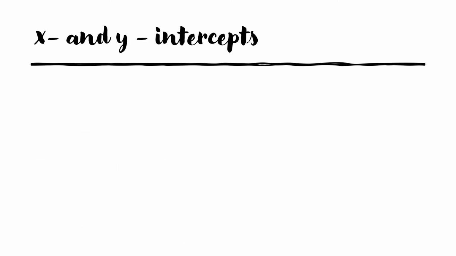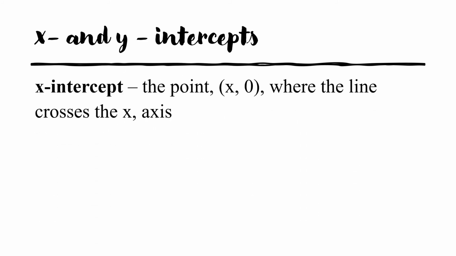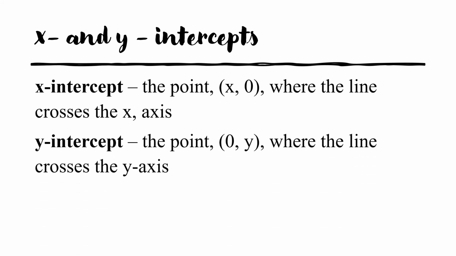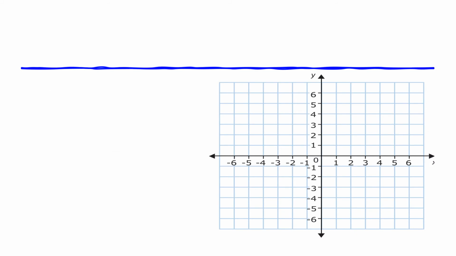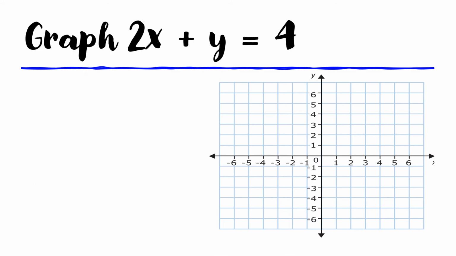Now, let us graph using the x- and y-intercepts. The x-intercept is the point (x, 0) where the line crosses the x-axis, while the y-intercept is the point (0, y) where the line crosses the y-axis. Okay, let us graph 2x plus y is equal to 4. In order for us to graph this, we need to find the x- and y-intercepts.